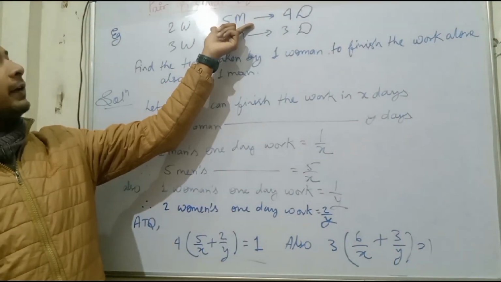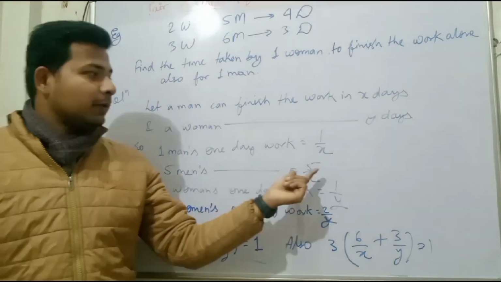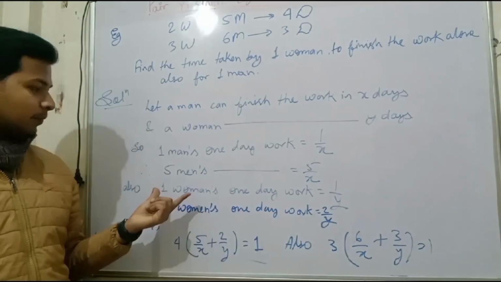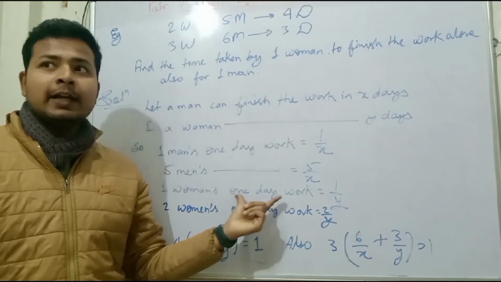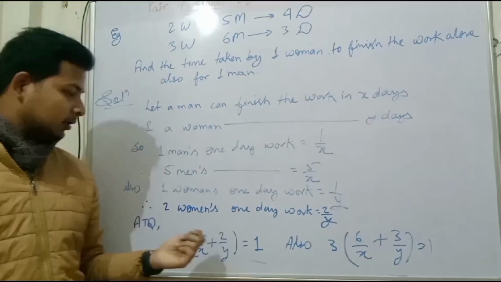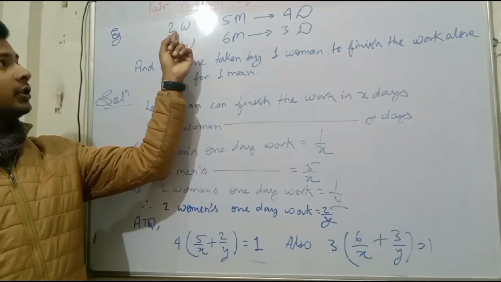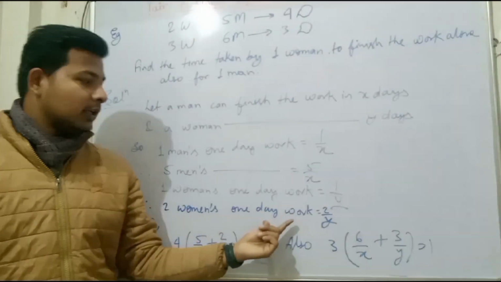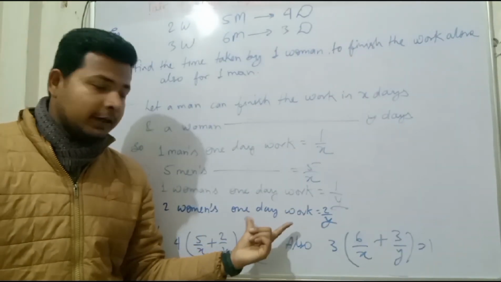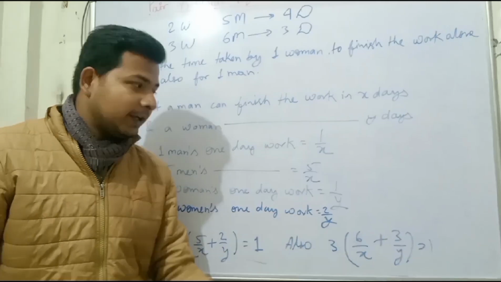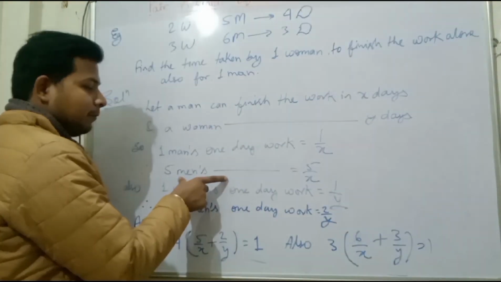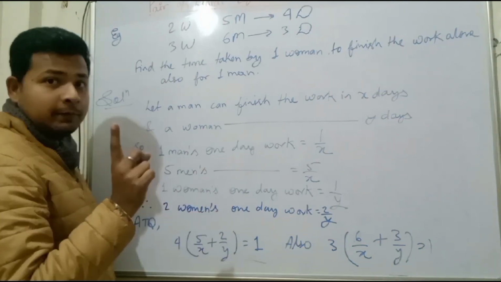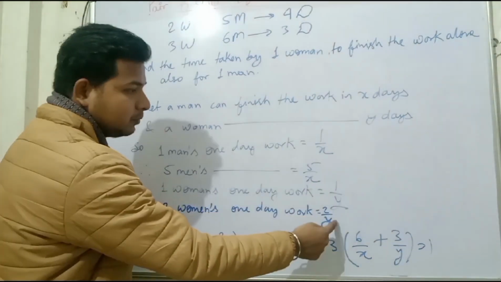According to the question, for 5 men, it will be 5 by x. Now, 1 woman can do the work in 1 day as 1 by y. So 2 women, according to the question, will complete 2 by y of the work in 1 day. Now, according to the question, 5 men and 2 women together, if they are working together, we have to add these two.